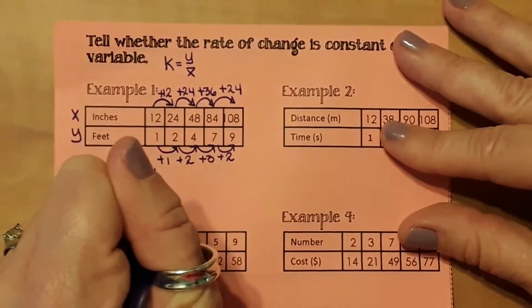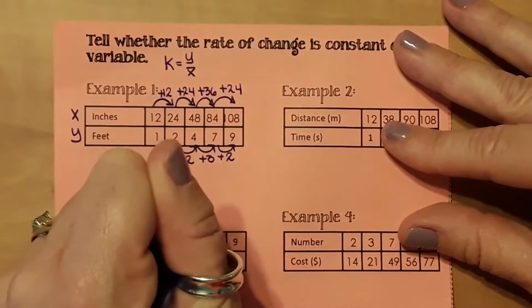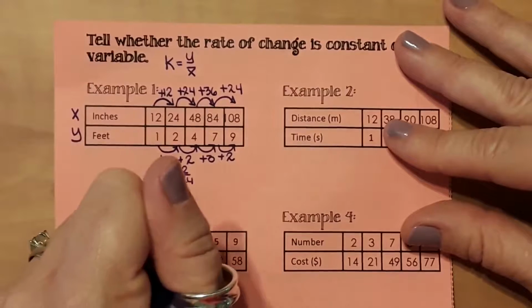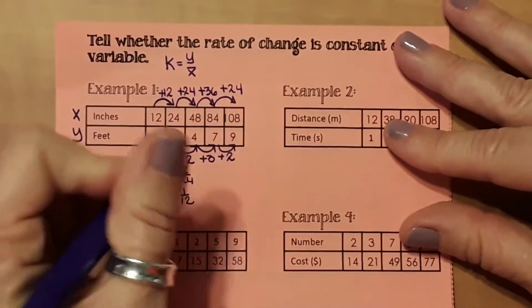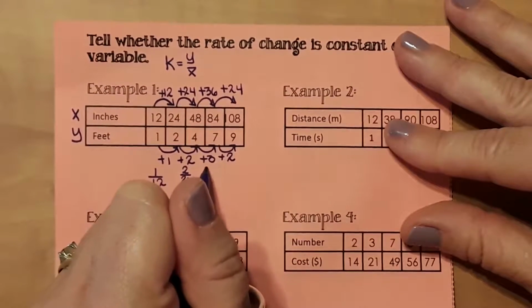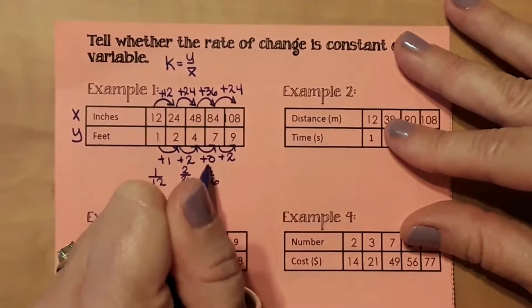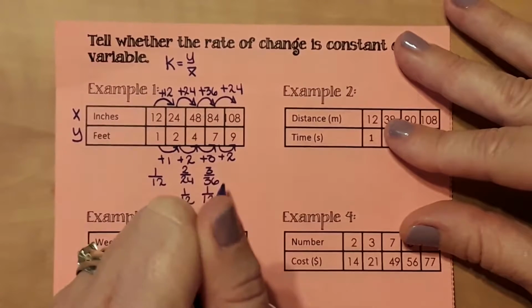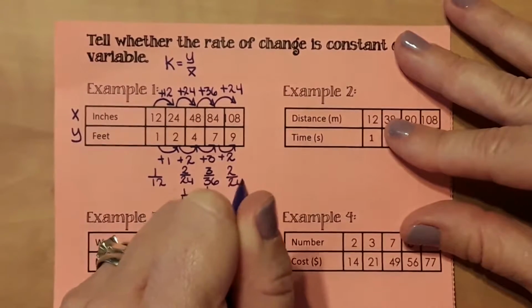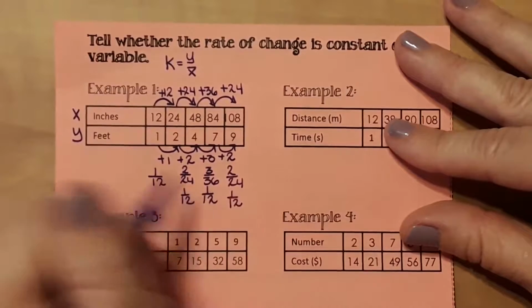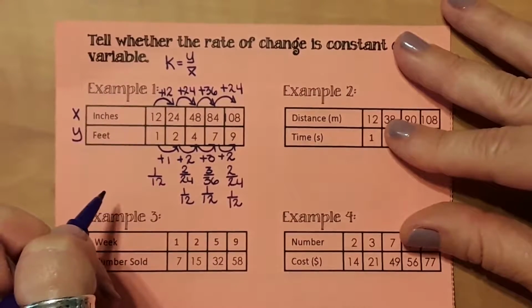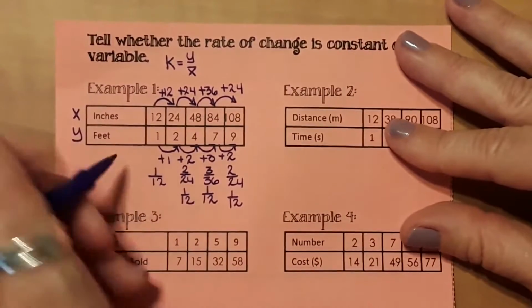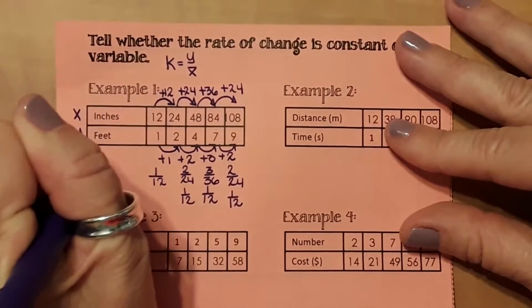So 1 over 12, this is in simplest form. The next one would be 2 over 24, which in simplest form would be 1 over 12. We're dividing both numerator and denominator by 2. The next one is 3 over 36. I can divide numerator and denominator by 3, and I will get 1 over 12. And last, 2 over 24, which we already did, is 1 over 12. Is example 1 constant or variable? It would be constant because our ratio comes out to the same number, 1 over 12.